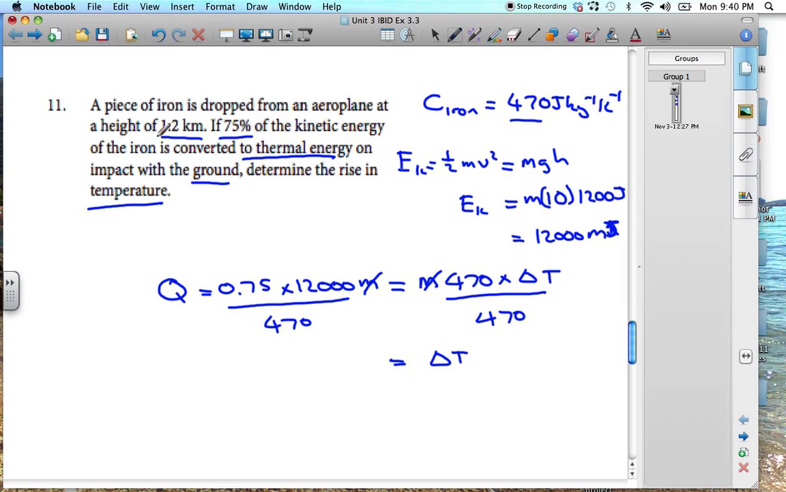Now we work into two significant figures here, so our change in temperature is going to be 19 Kelvin, or degrees Celsius would be fine. That will give us our change in temperature.